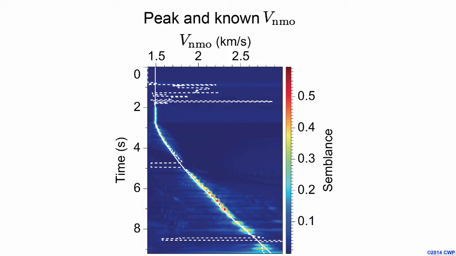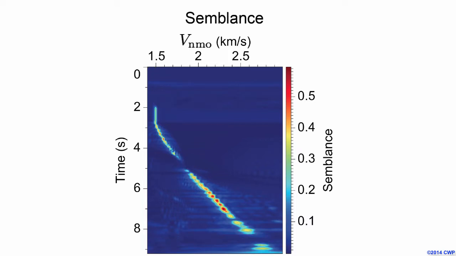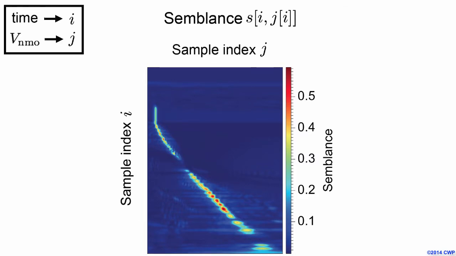So to illustrate the dynamic programming approach, what I'd like to do is discretize these axes to make it more similar to what you've seen with dynamic programming. So time is going to be i, and VNMO is going to be j. And this is just a temporary transformation. So now semblance is a function of i and j.